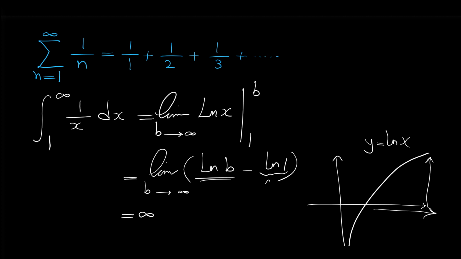Note that ln of 1 is 0. And because ln of b when b goes to infinity is infinity, this limit is infinity. And because the integral diverges, we can conclude about the harmonic series that the harmonic series is also divergent. When the integral is convergent, the series is convergent. When the integral is divergent, the series is also divergent.